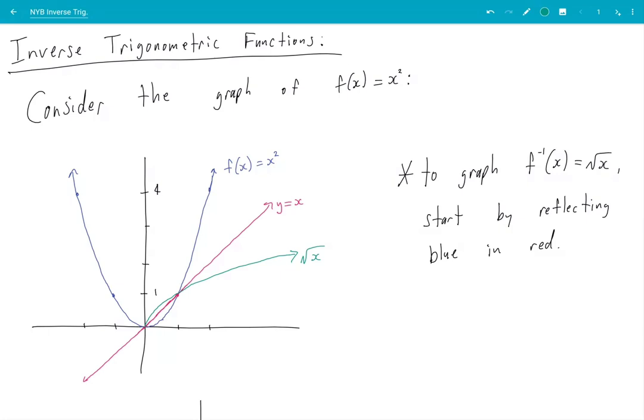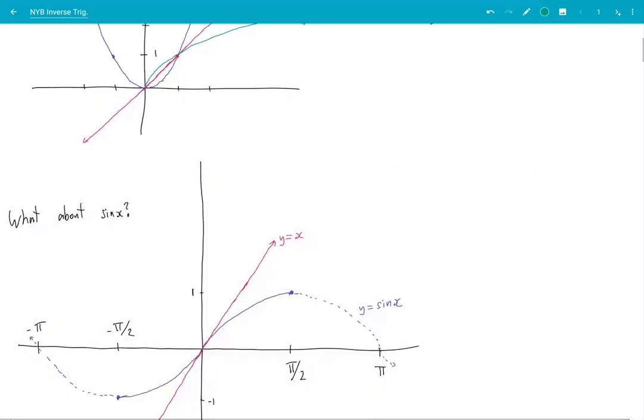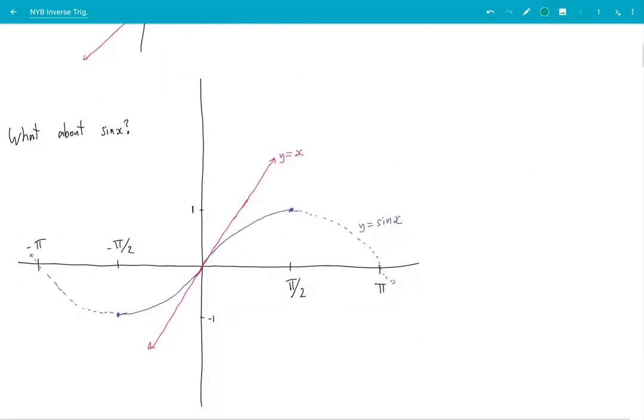So we had to make a choice there. We had to do some domain restriction of the original function. So we'll be doing that again when we find the inverse of sine of x. So pause and copy. Here's sine x and the diagonal line y equals x.